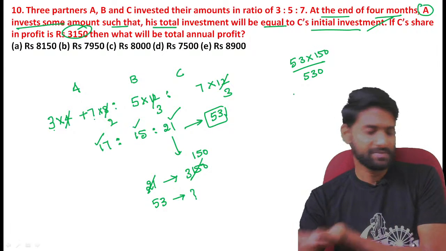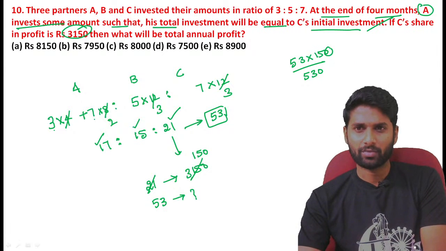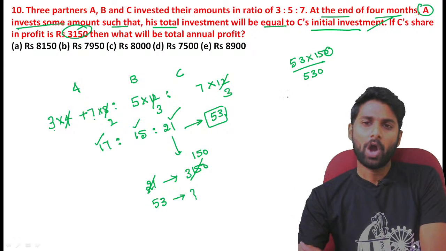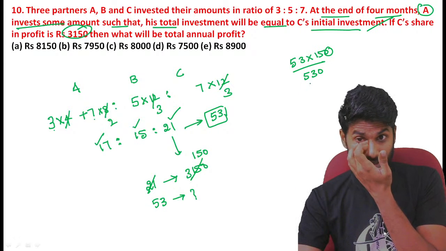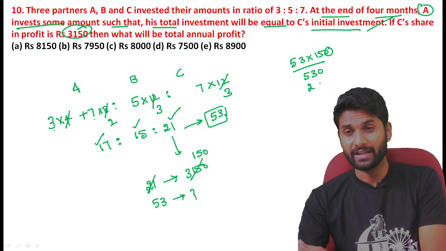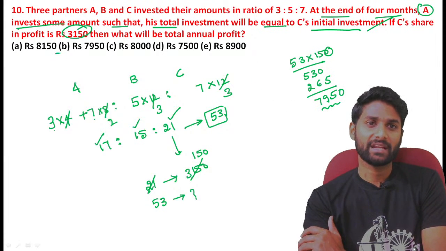So, 5 times means half of 530. So, we have one more zero. Just remember, half of 530. So, half of 530, the value becomes 265. Now, we just add here 5, 9, 7. Now, we are left with a 0. The total value becomes 7,950.